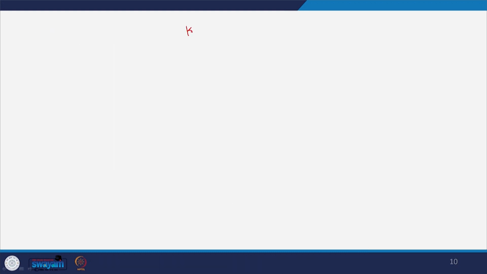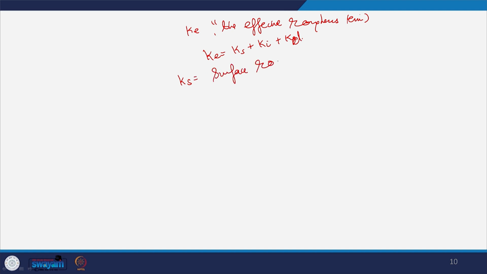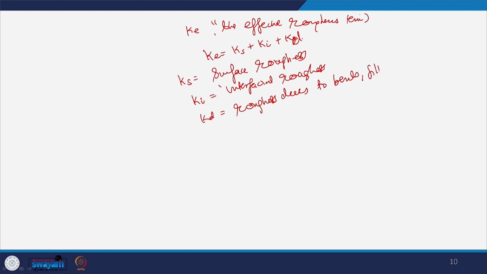Now, this Ke, the effective roughness term, can be defined as Ke is equal to Ks plus Ki plus Kd. Where Ks is the surface roughness, Ki is the interfacial roughness, and Kd is the roughness due to bends, fittings, which are very common, and welds.